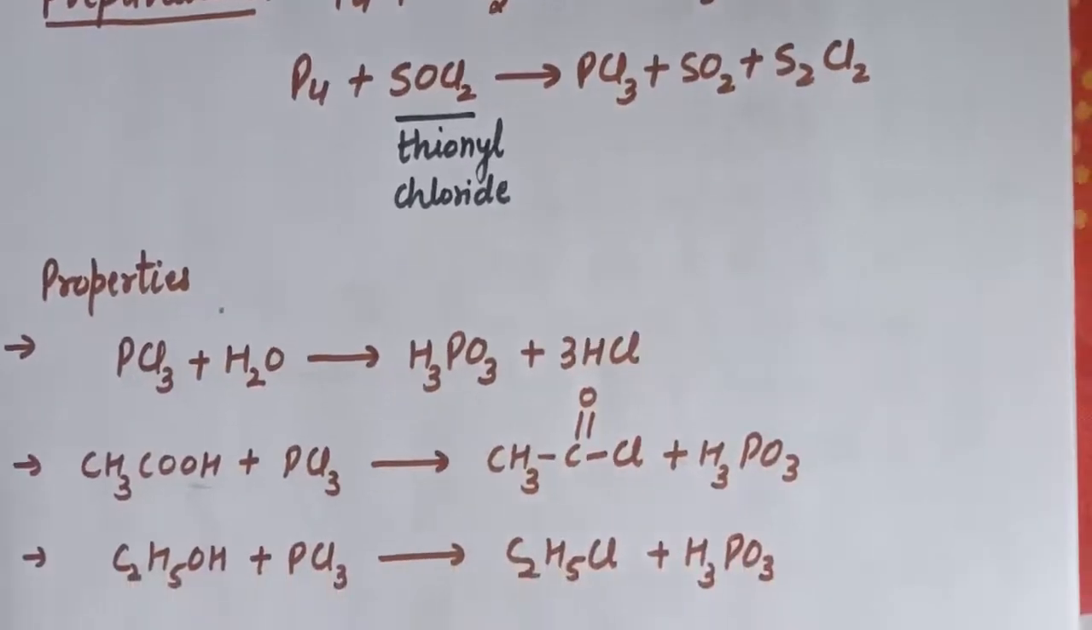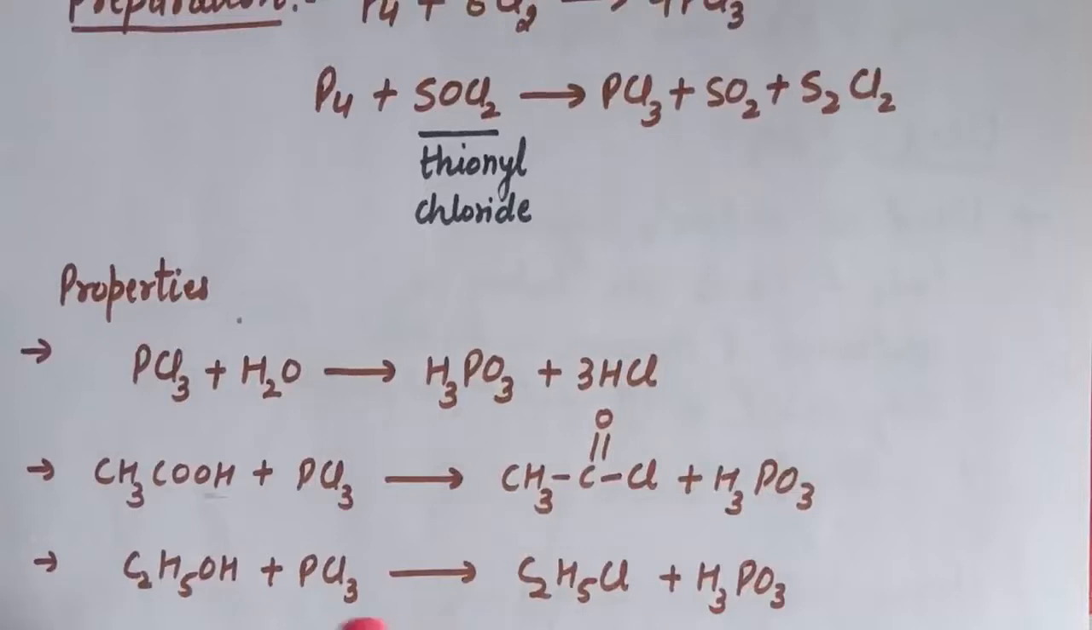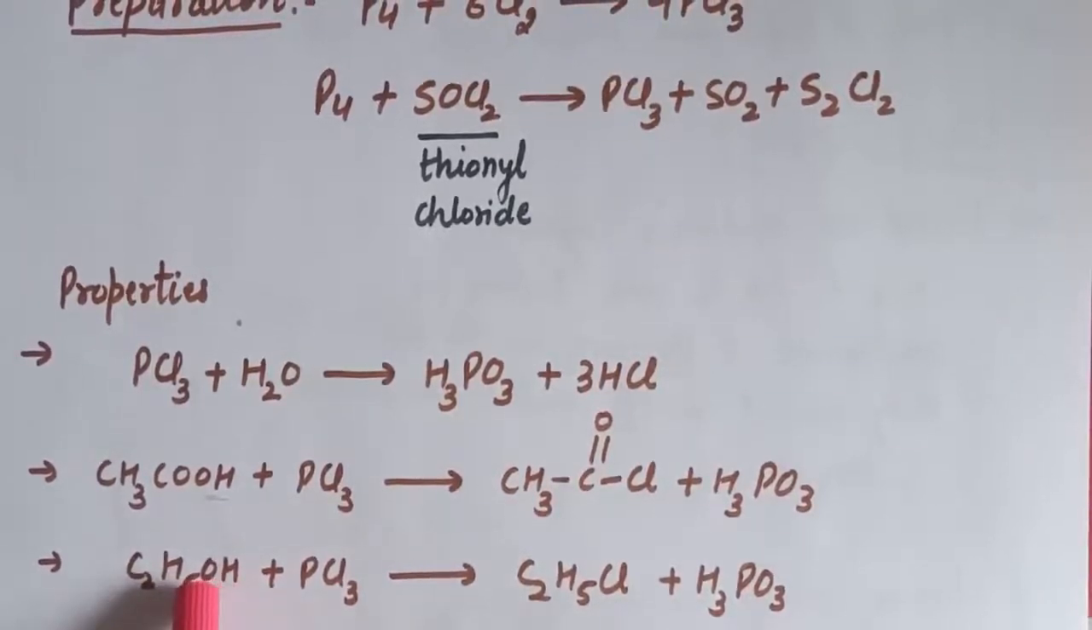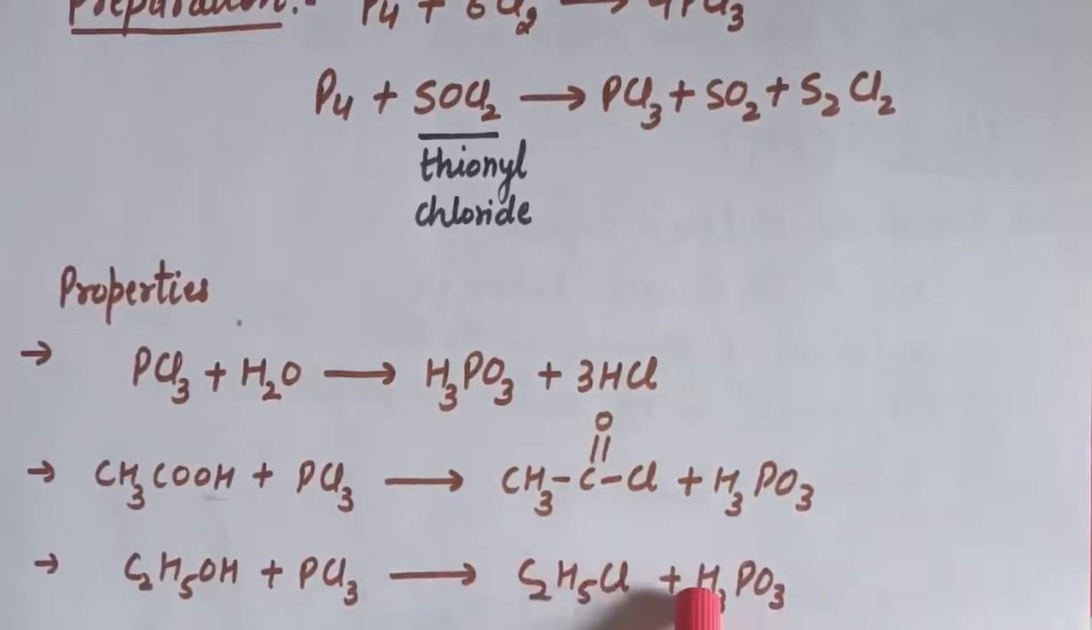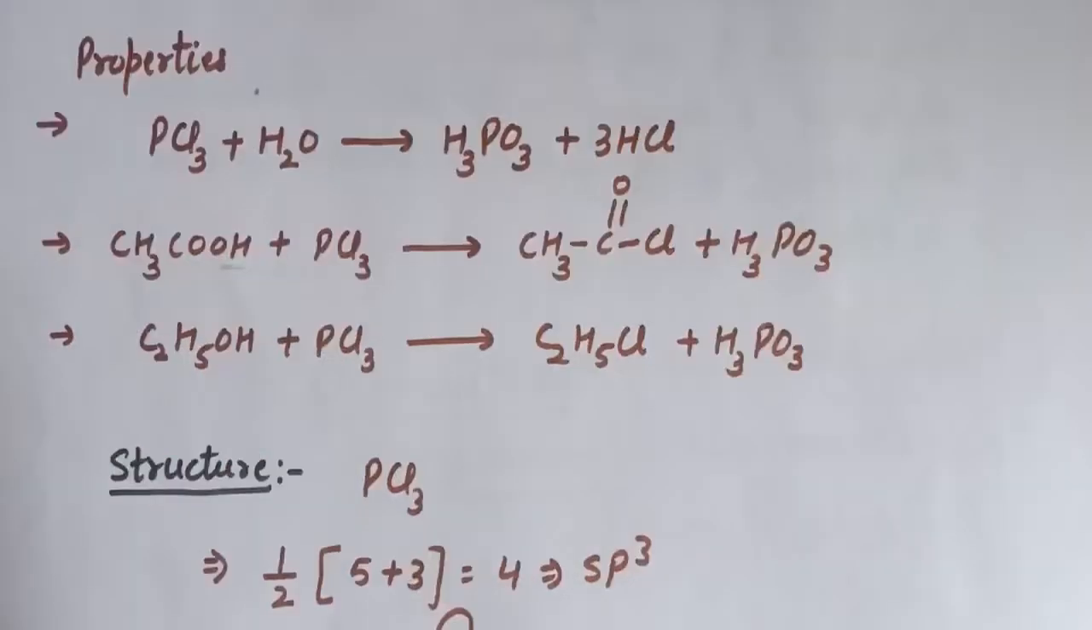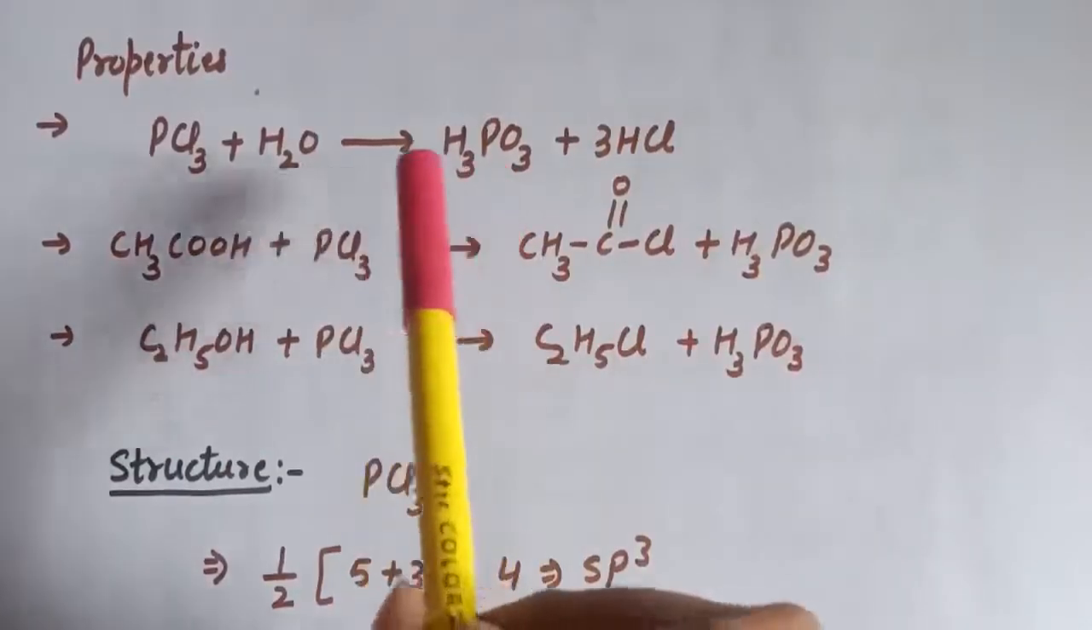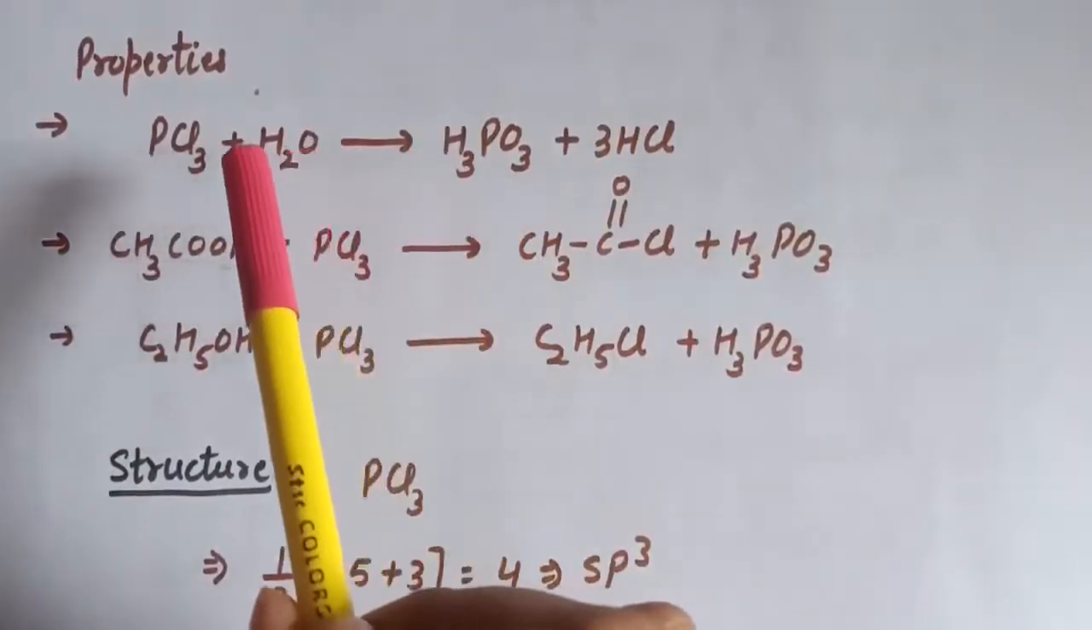Similarly, if we have ethanol, this is again an organic compound. So when we treat this organic compound with PCl3, so what will happen? This OH is replaced by Cl, and here we are getting ethyl chloride, and along with ethyl chloride we are getting our phosphorus acid. So these are the reactions of phosphorus trichloride.